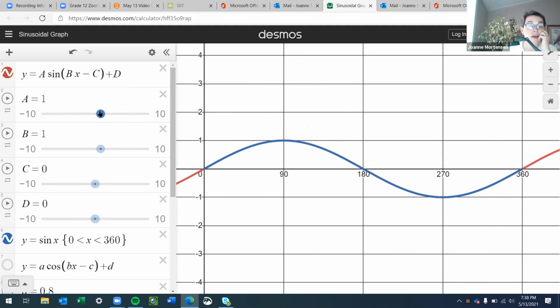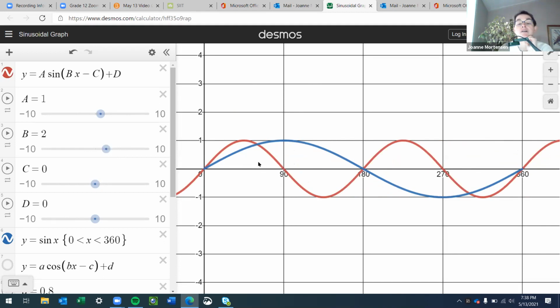All right, now we're going to start with B. And we said when B isn't there, it's 1. So that's why it's starting out here. So here we have our beautiful standard graph. And B is equal to 1. So now look what happens when I make B equal to 2. So our regular graph is the blue one. Our red graph is the change that I made.